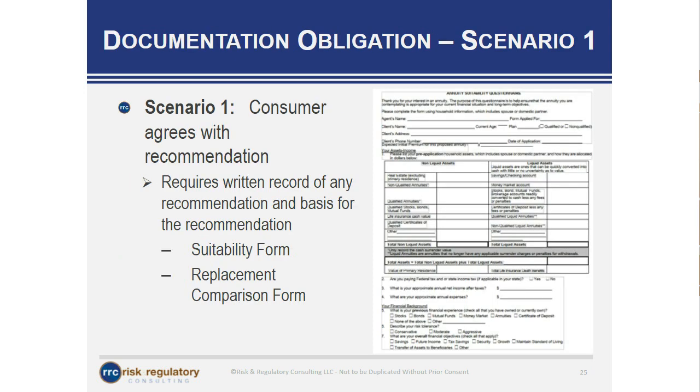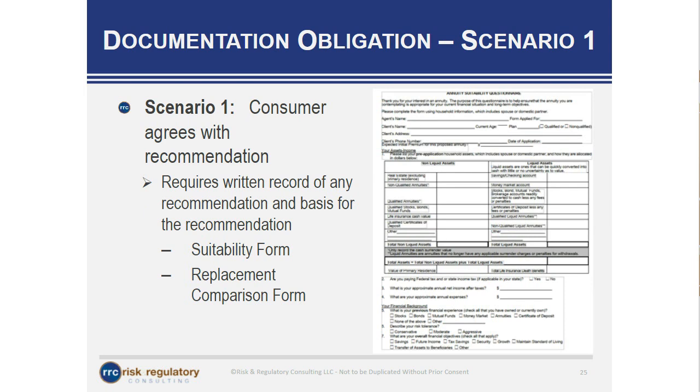In the first scenario, the producer must include a written record and basis for their recommendation. This requirement is often achieved through the completion of a suitability form that is signed by both the producer and consumer and submitted along with the annuity application to the company for review.